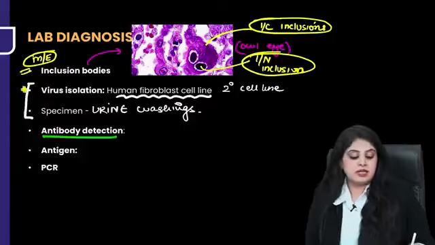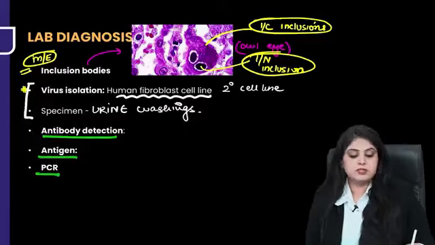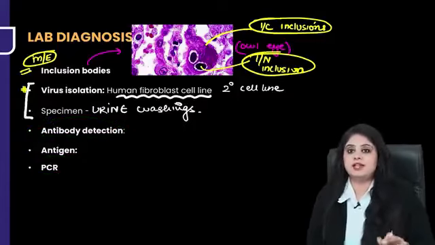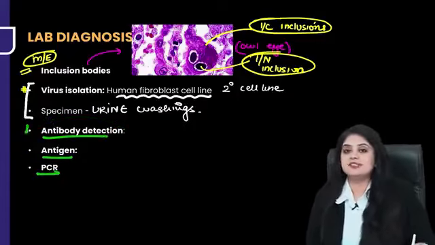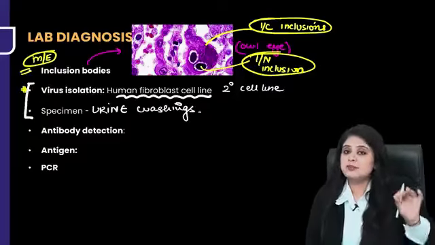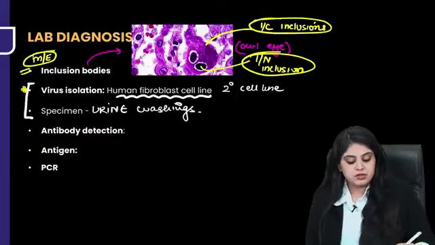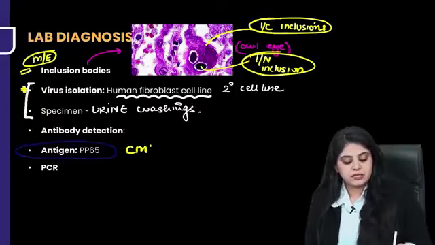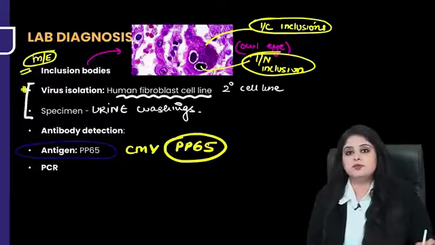Antibody detection can be done, antigen detection can be done, polymerase chain reaction can be done. Honestly telling you, this can be done for every virus on this planet. Antigen, antibody and PCR. So this you just have to copy paste everywhere. But why have I written it specially for this virus over here? Because they ask you which antigen do you detect. And remember, the antigen for cytomegalovirus is the PP65 antigen that you have to know of.